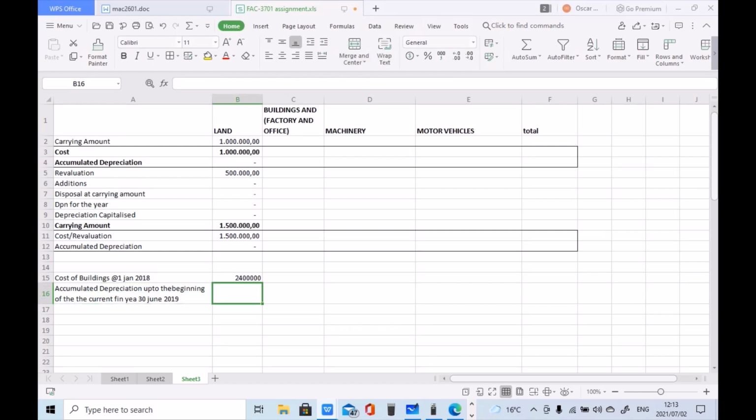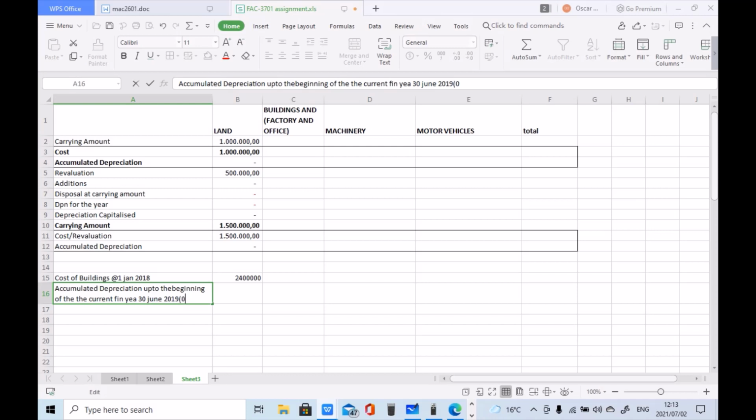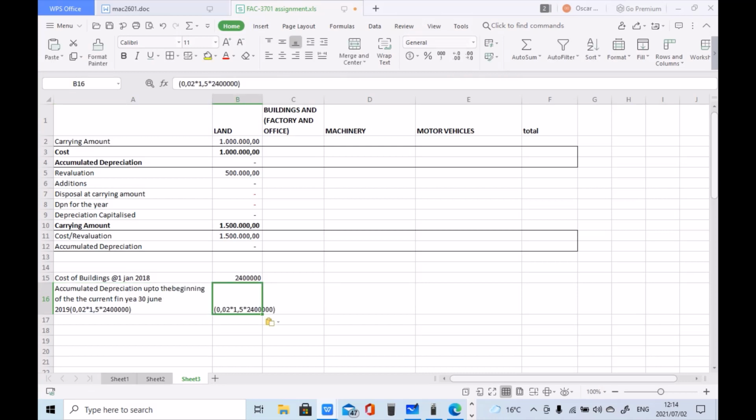Alright, so that depreciation, we're going to calculate it as follows. The rate of depreciation on buildings is 2%, which is 0.02. And this is being depreciated using the straight line method. So it turns 1.5 years, because we had it for 1.5 years, and then multiplied by 2.4 million. Right, so that will give you the accumulated depreciation on buildings. So we put it there.